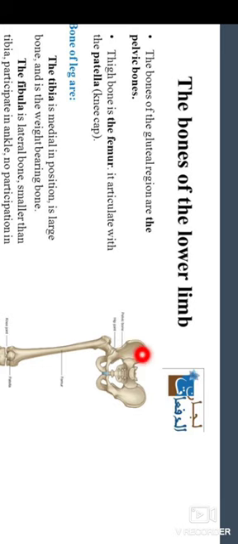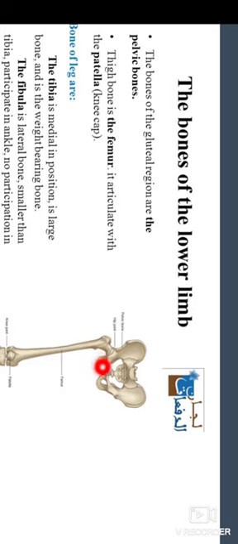This is a hip bone. The hip bones from two sides articulate together in the midline anteriorly, and that forms a pubic symphysis joint. On the posterior aspect, each hip bone articulates with the sacral bone, and this joint forms the sacroiliac joint. The widest part of the hip bone is called the ilium. This is the ilium.